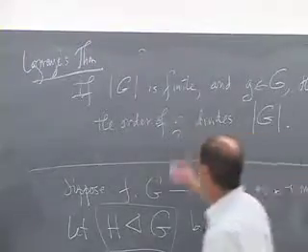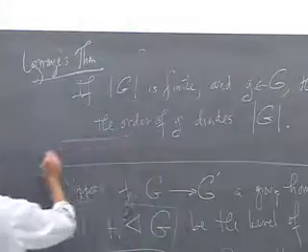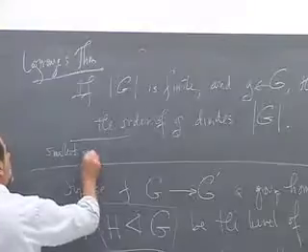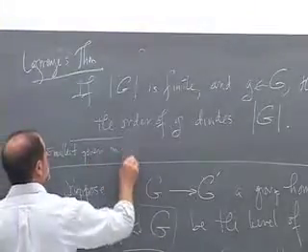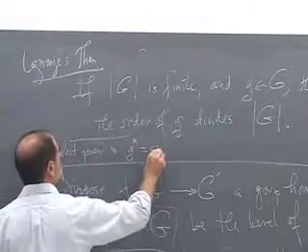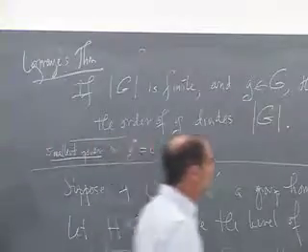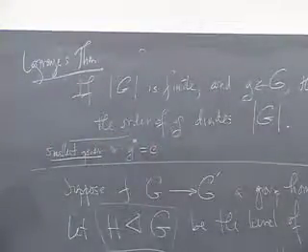The order of the element, remember, is the smallest power m such that g to the m is equal to the identity. That's the definition of the order of an element. It divides the order of the group. And the way you prove it is to use this more general corollary.